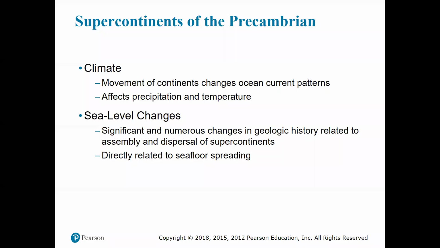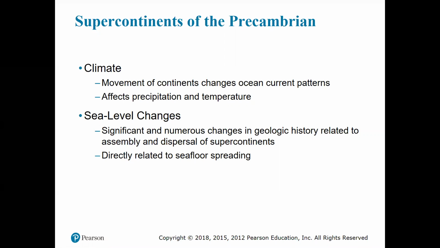So there you could see how ocean currents can affect climate. Something else that can affect climate is the creation of large mountain systems that are created by the collision of these large cratons. One example is when India slammed into Asia to create the Himalayas.